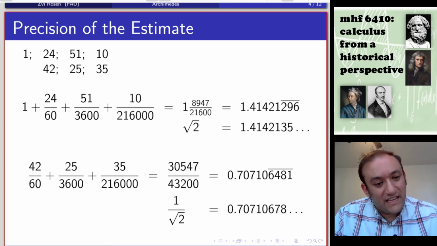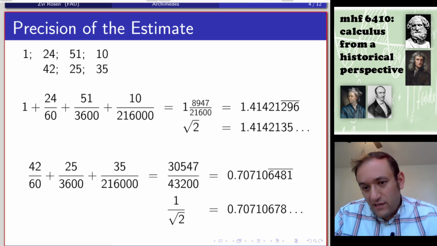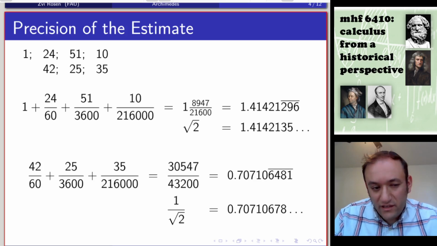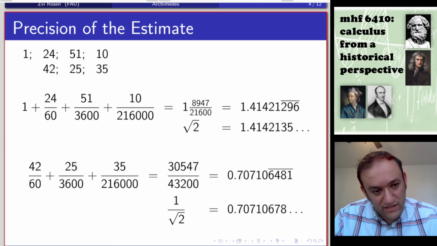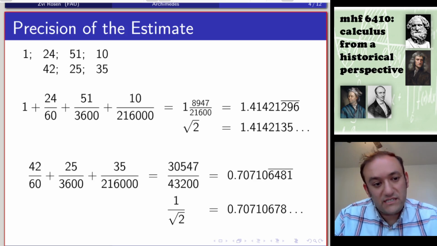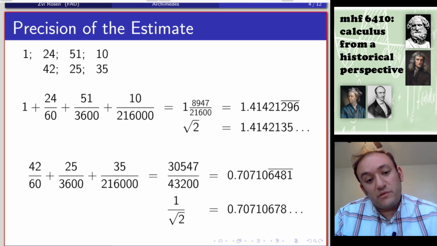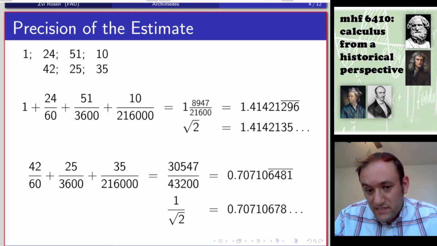How about the second line? Well, again, here we have a radix issue. If we start at 60 to the minus 1, then do this computation, it would be 42 over 60 plus 25 over 3,600 plus 35 over 216,000. Computing that, we would end up with 0.70710 and then 6481 repeating. And that is quite close to the reciprocal of square root of 2.